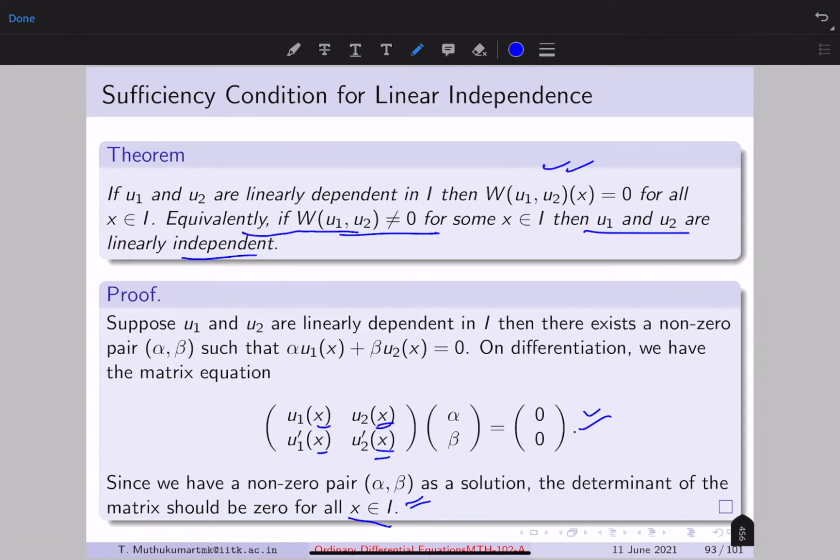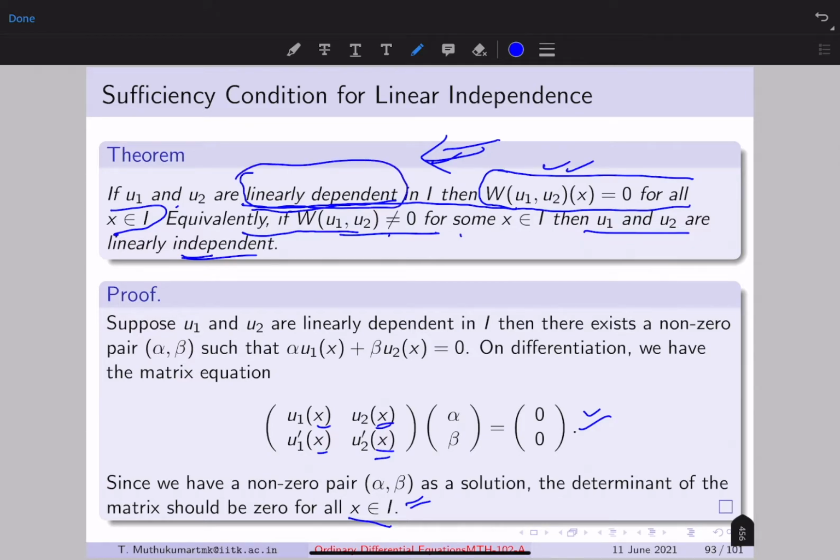Now, in this statement, the converse is not true. Suppose the Wronskian is 0 for all x, then that does not imply that u1, u2 are linearly dependent. This one is true: if it's non-zero, it implies that they are linearly independent. But the converse of this statement is not true. That is, a zero Wronskian does not imply that the functions are linearly dependent.